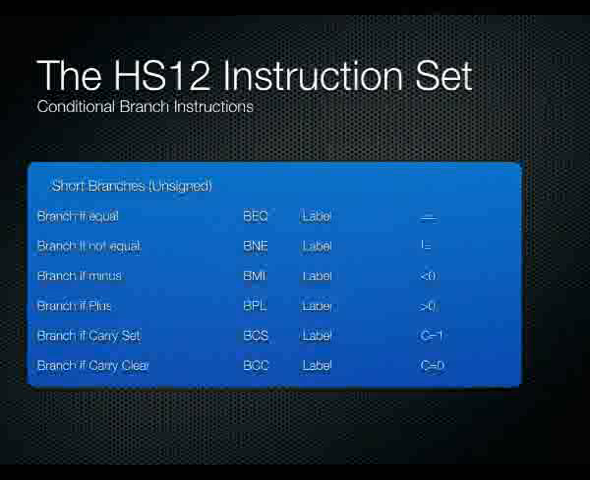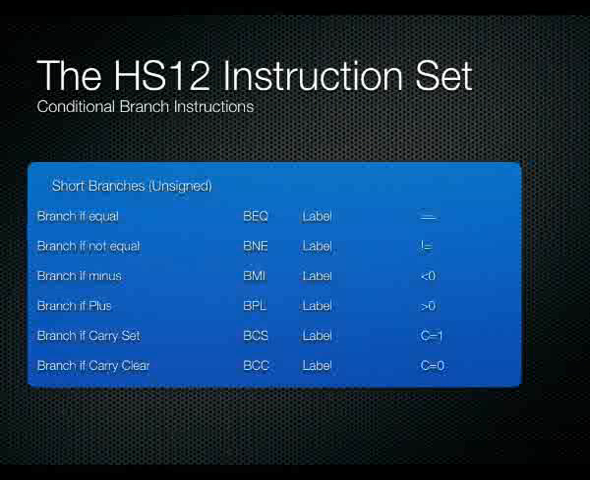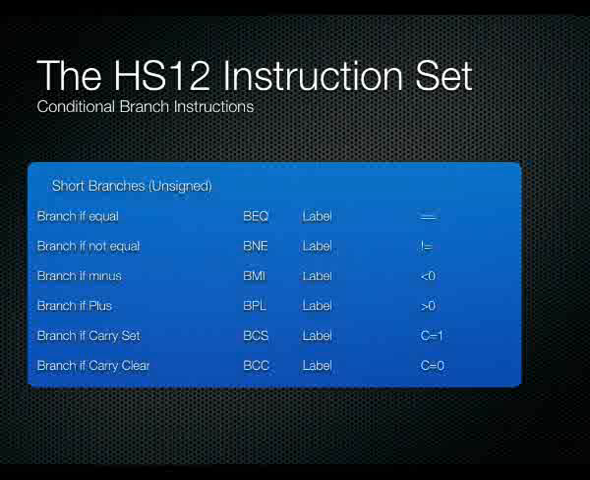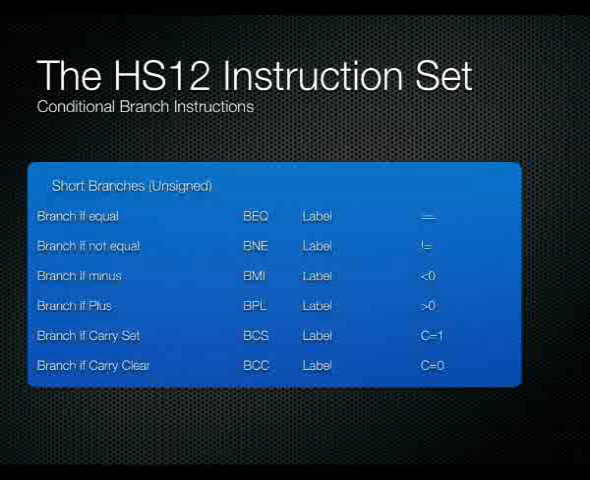When it comes to unsigned, we have a different set of mnemonics when they're unsigned. So we have branch if equal, BEQ, branch if not equal, BNE, branch if minus, BMI, branch if plus, BPL, branch if carry set, BCS, branch if carry clear, BCC. Okay, so they're the unsigned branches that we can use.